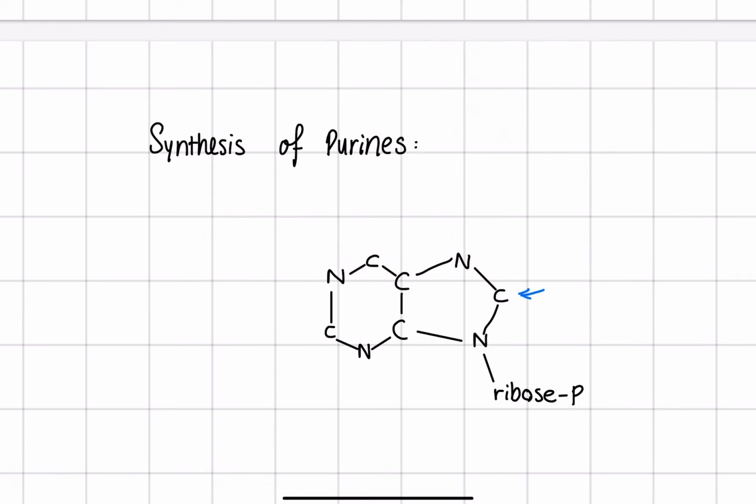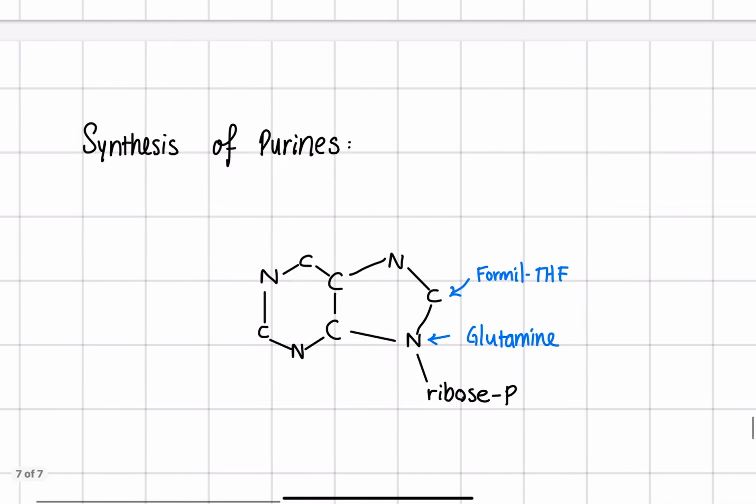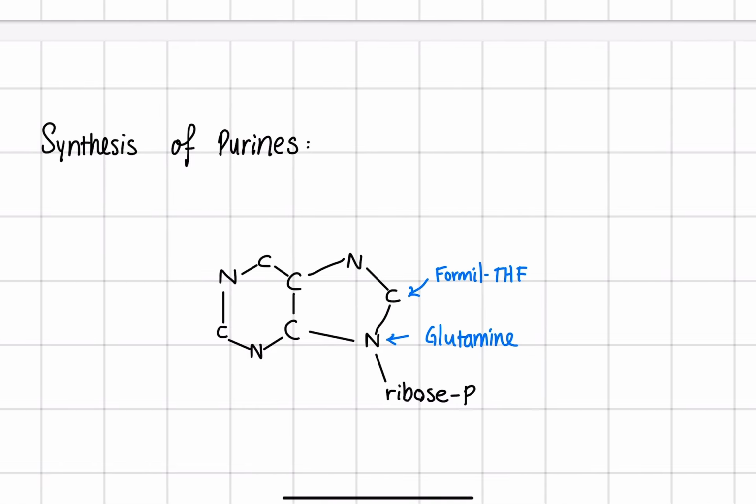This end comes from glutamine. Formyl tetrahydrofolate. And then this, let me highlight it. The 2 C's and 1 nitrogen comes from glycine.